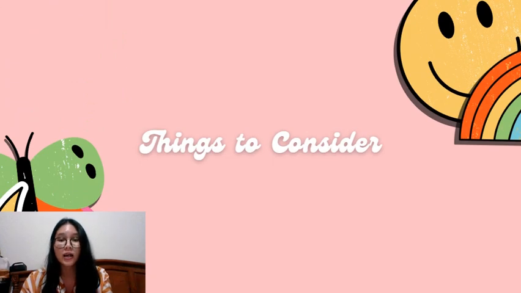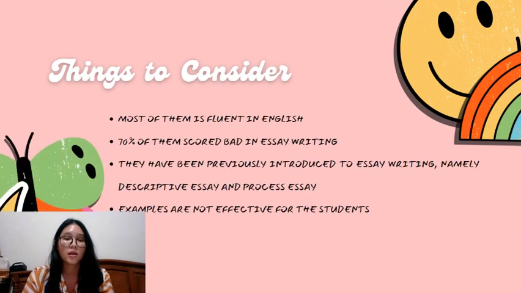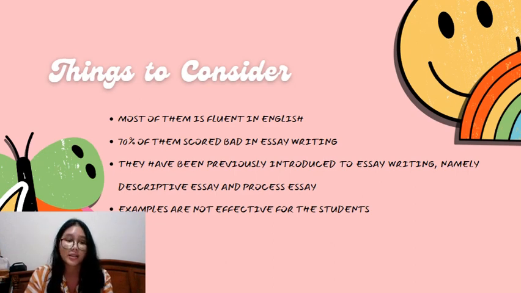There are a few things that I would like to consider regarding the background case. The first one is most of them are fluent in English. The second one is that 70% of them, or 28 students, scored bad in essay writing. The third one is they have been previously introduced to essay writing, especially to descriptive essay and process essay. However, they still find it hard to identify and distinguish the characteristics of descriptive and process essay. The last thing to consider is that examples are not very effective for the students.